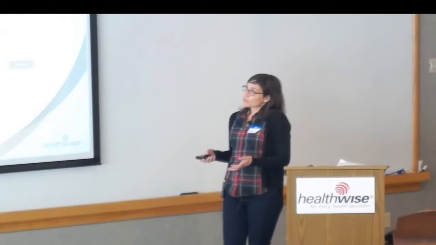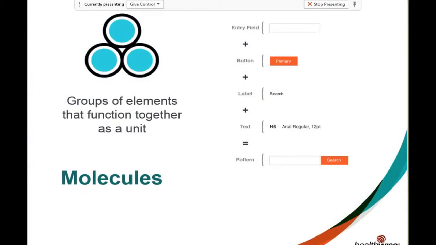And then we start to build those atoms, and we start to put them together, and we start creating modular molecules. I can't say that. So very simply, it's just combining two atoms together where you have maybe an entry field, a button, a search, a label, and maybe a style. And then we have this reusable pattern that we can put into our library and use in many different places.